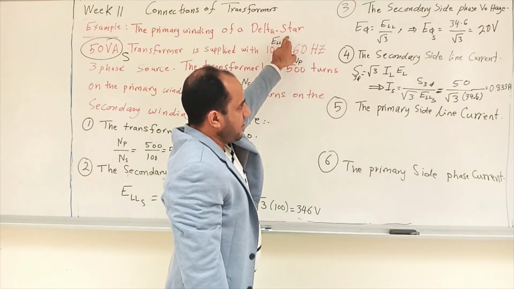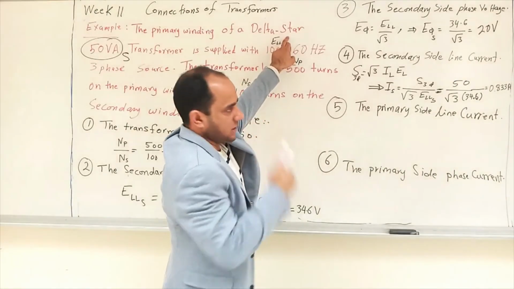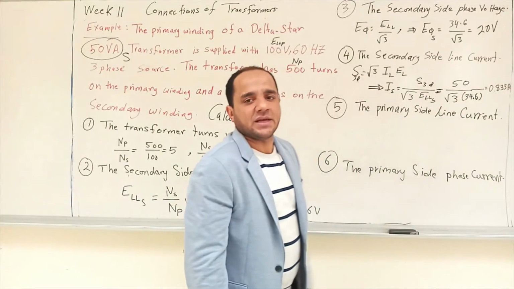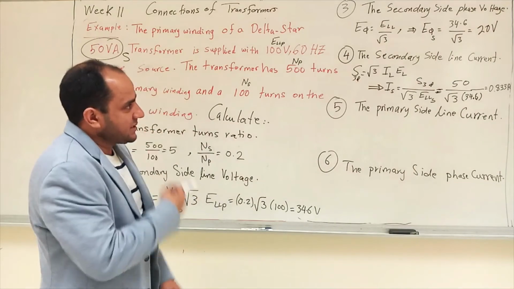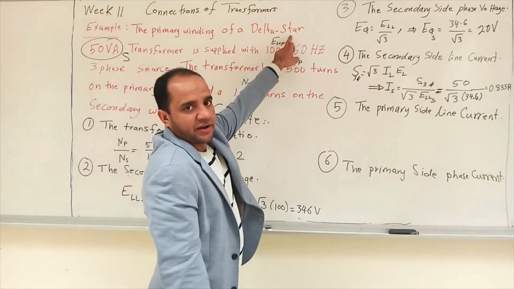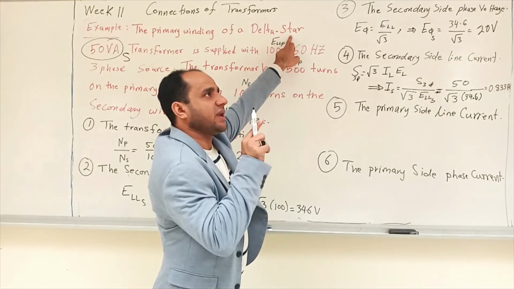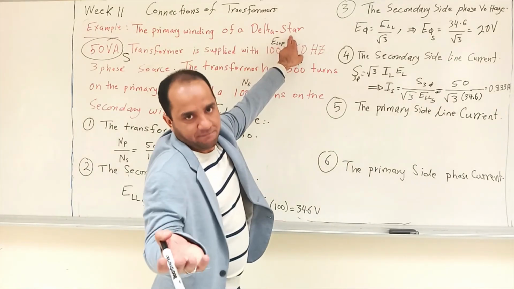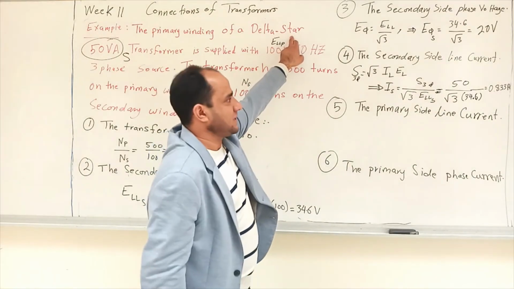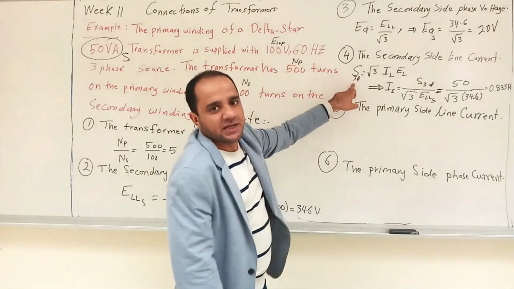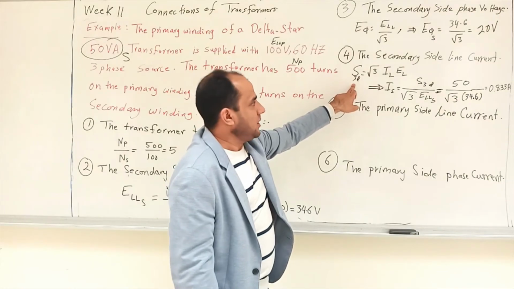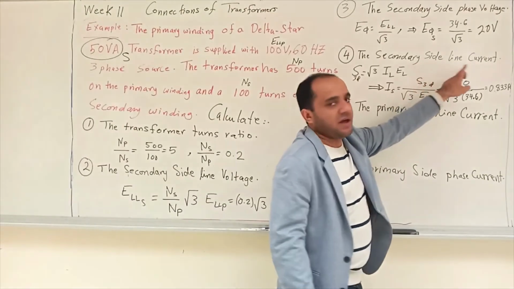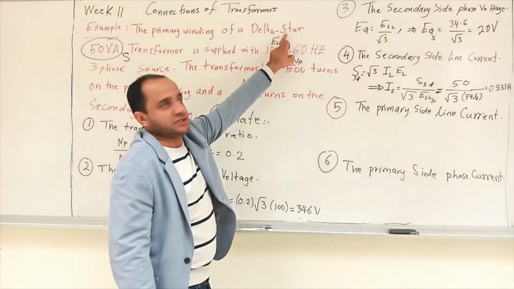What about if I ask you about the secondary side phase current? This is the secondary side line current. What about the secondary side phase current? Let's think about it. What is our connection in the secondary side? It's a star, it's Y. What's the relation between the line current and the phase current in star connection? They are the same. Go back to our lectures about three-phase circuits. That's why here it's not requested in the question. If I ask you, you would have to say the secondary side phase current is equal to the secondary side line current because it is a Y connection.